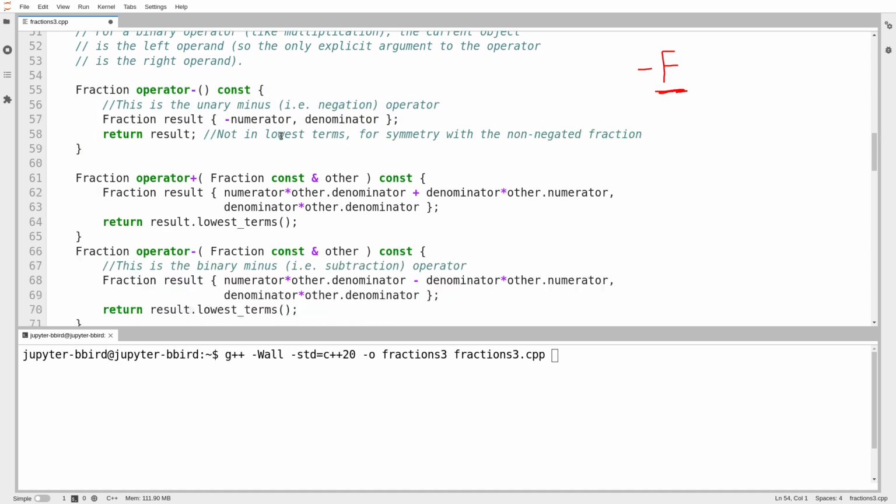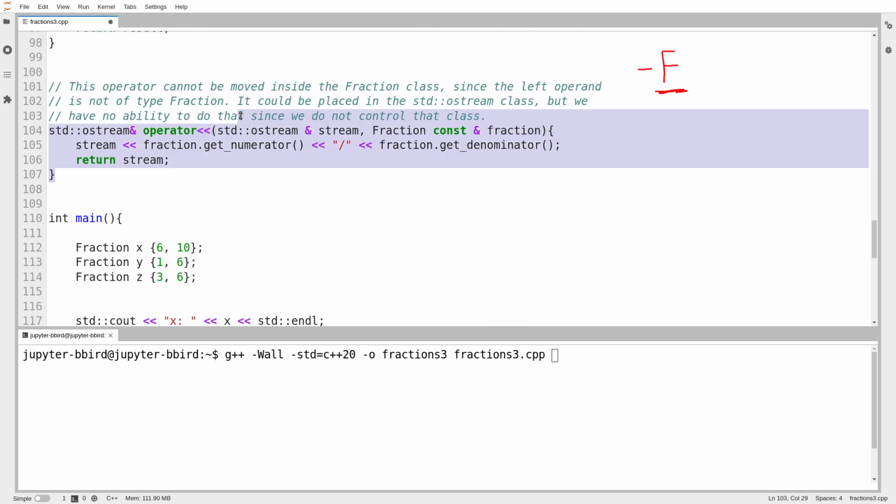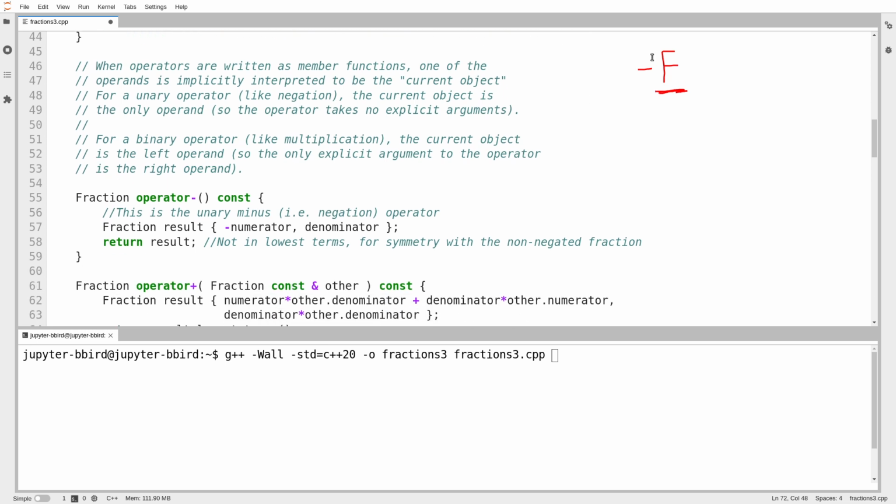So the point of the video is that I am now allowed to define operators either outside the class in the global scope, like this, or inside the class. If I define the operator inside the class, and it's a binary operator, the left-hand operand is automatically interpreted to be the current object. That means the operator only takes one explicit parameter, the right-hand side. In the event that it's a unary operator, like the negation operator, the only operand is the current object, and therefore it takes no explicit parameters.